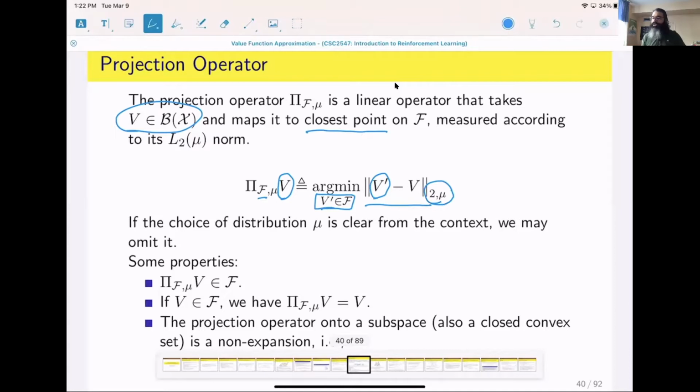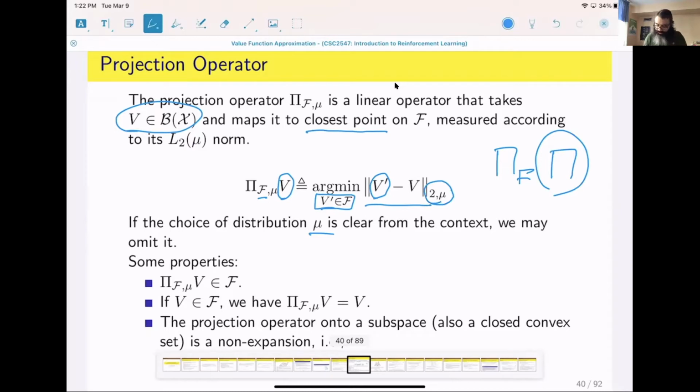I have just a note that if the distribution mu is clear from the context, we may just omit it and just write it as projection f, or even if f is familiar or clear from the context, just use capital pi as a notation. And this should not be confused with capital pi, which we used before as a space of policies or space of stationary policies. It should be clear from context. I try to make sure that I use a subscript f or f and mu to make it clear.